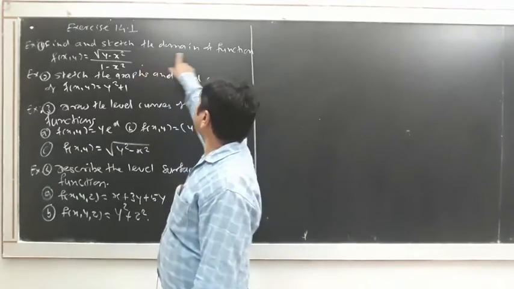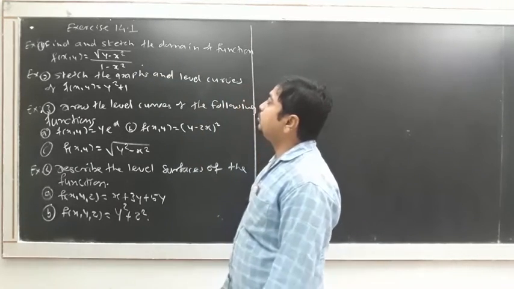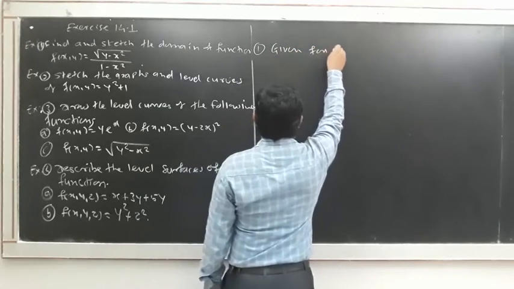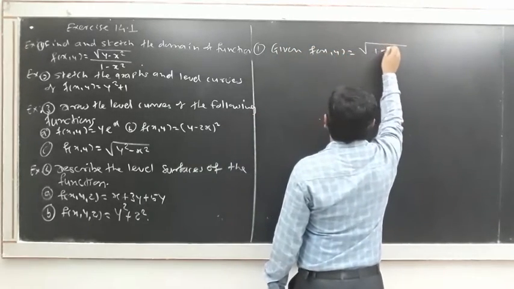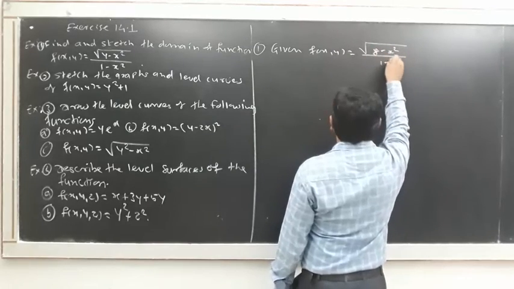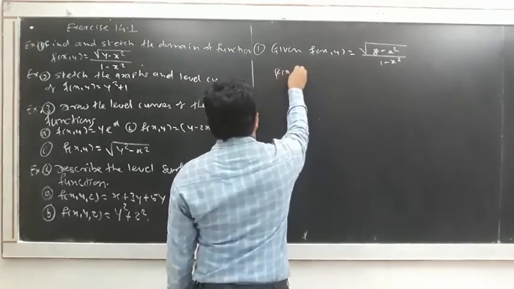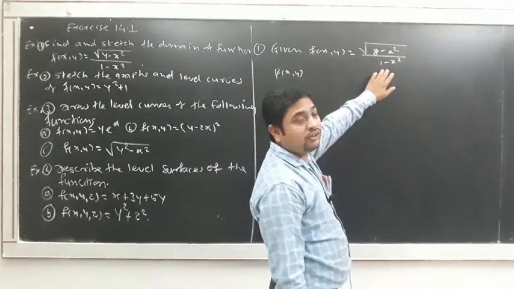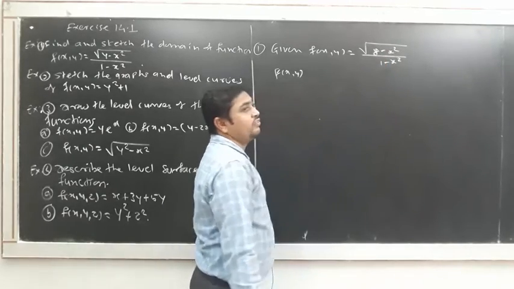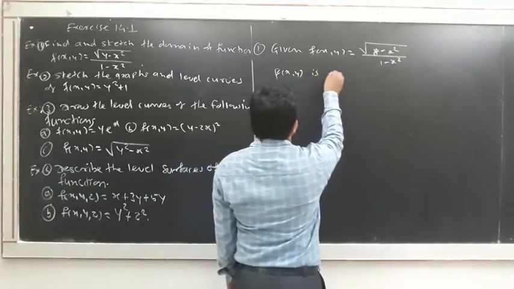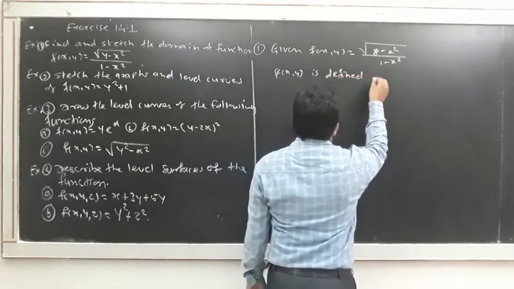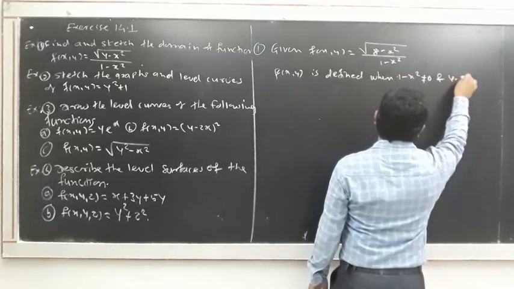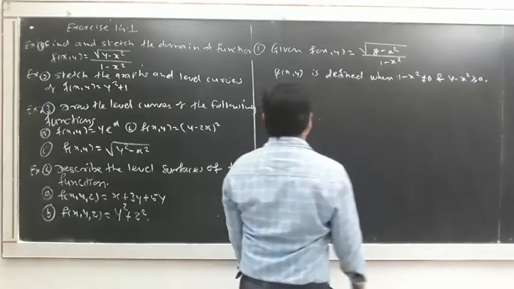Find and sketch the domain of the function f of xy is equal to square root of y minus x square upon 1 minus x square. So what we can say is that f of xy is not defined where the denominator is 0 and the quantity under the square root is negative. So f of xy is defined when 1 minus x square is not equal to 0 and y minus x square should be greater than or equal to 0.